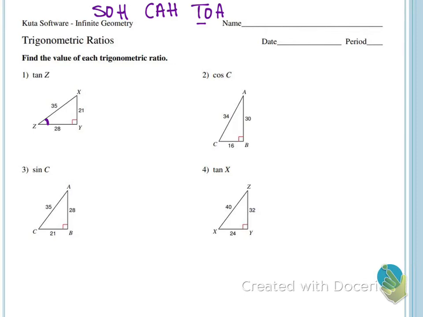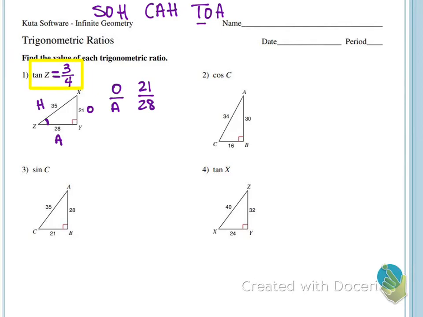Which of these is the hypotenuse? 35. Which of these is opposite? 21. Which of these is adjacent? 28. So tangent is opposite over adjacent. So what's going to go in my numerator? 21, and in my denominator, 28. We do believe in reducing. So what are 21 and 28 both divisible by? 7. That reduces to 3 over 4.